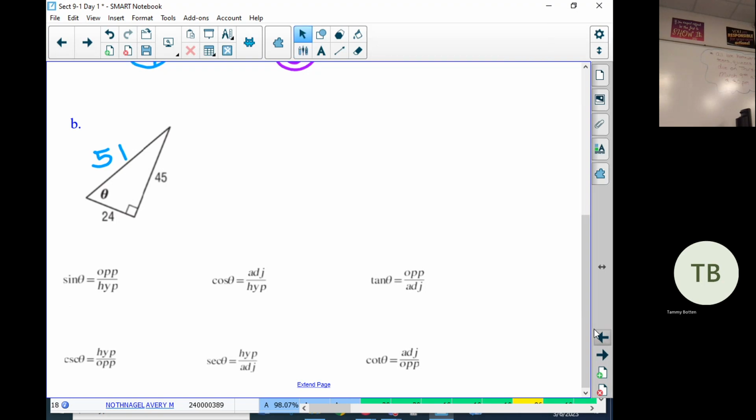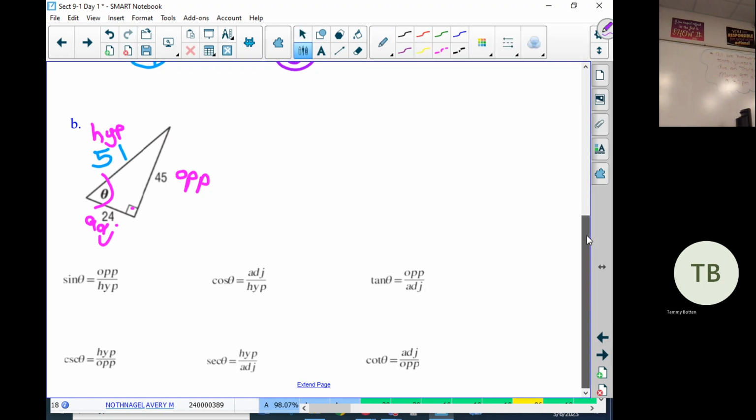Okay. Now what I'm going to do is mark theta and mark what sides I have. So do you remember what you call the 45 if it's across from that angle? Opposite. Do you remember what you call the 51 if it's across from your right angle? Hypotenuse. And then this is adjacent. Okay. So what I would do once I get that is I would come down here and I would just put in the opposite side, which is 45, over the hypotenuse, which is 51.